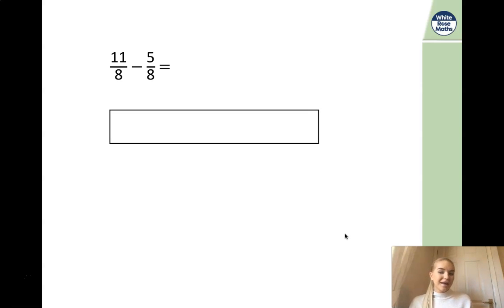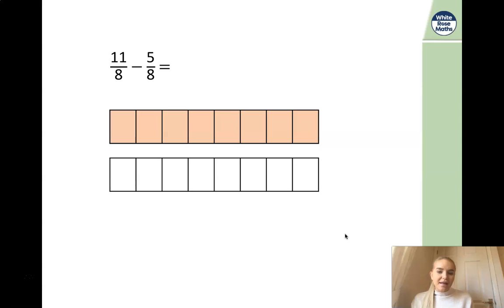Now, this example here, 11/8 subtract 5/8, is a little bit different and you'll see why. So I've got my bar and I've split it into 8s. This time my starting number is 11/8. Now here I have made 8/8, but I need another bar to make 11/8. And I can see here that I have now made 11/8. If I'm going to subtract 5/8, I can cross them off as I count. 1, 2, 3, 4, 5. And I can count how many I'm left with, and that is 6/8.